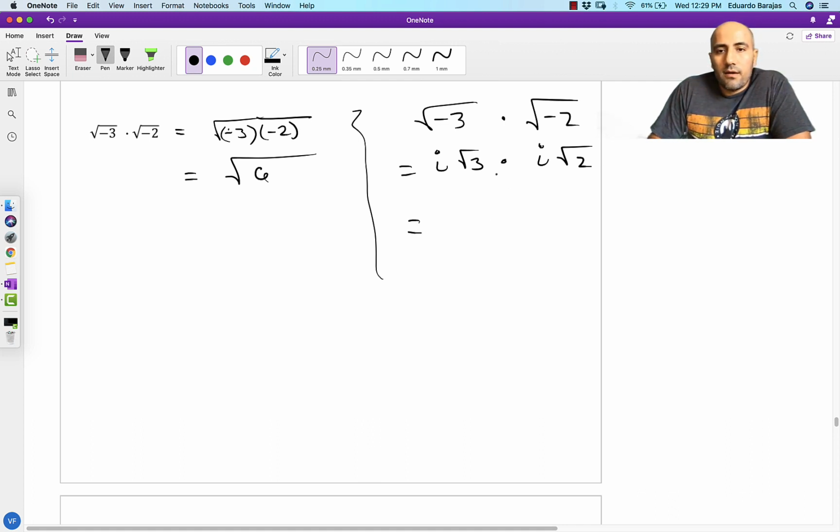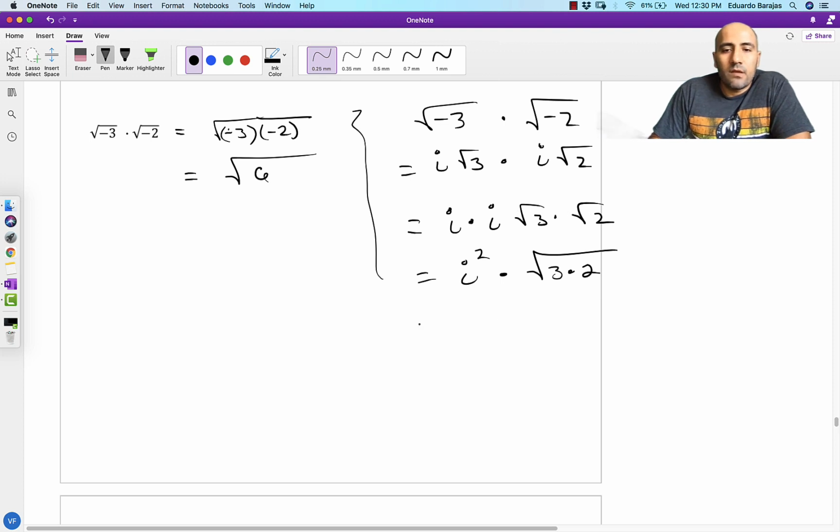So now we can combine these together. I end up with i times root 3 times root 2. I'm just moving them around, which gives me an i squared times the square root of, and now we're allowed to do this, 3 times 2, since they have the same index. And so now this is equal to negative 1 times root 6. So the real answer is this one. This is correct. This is wrong.